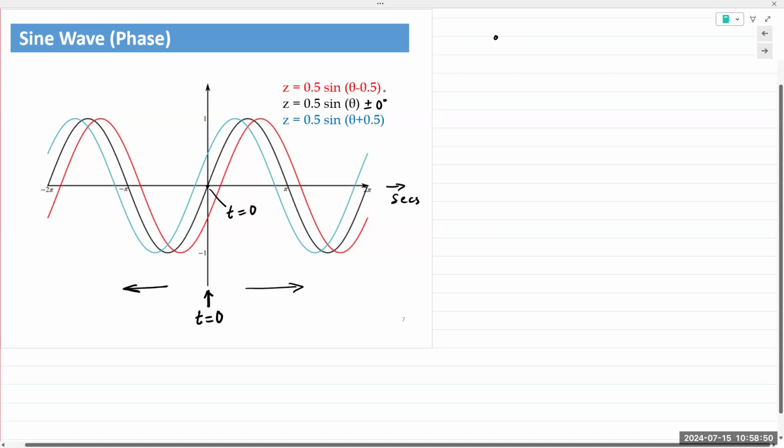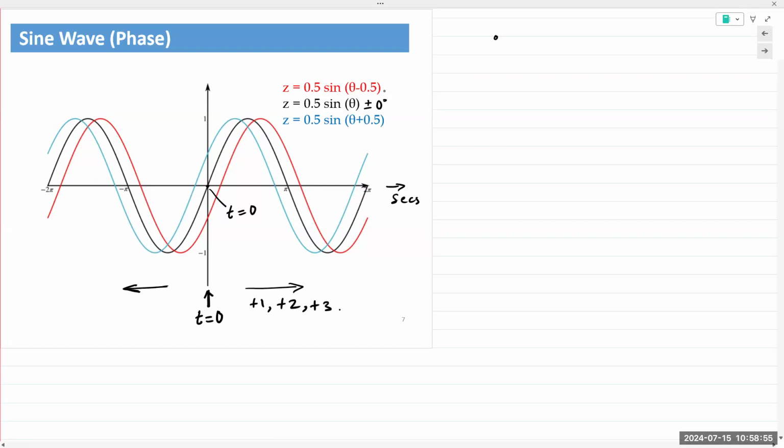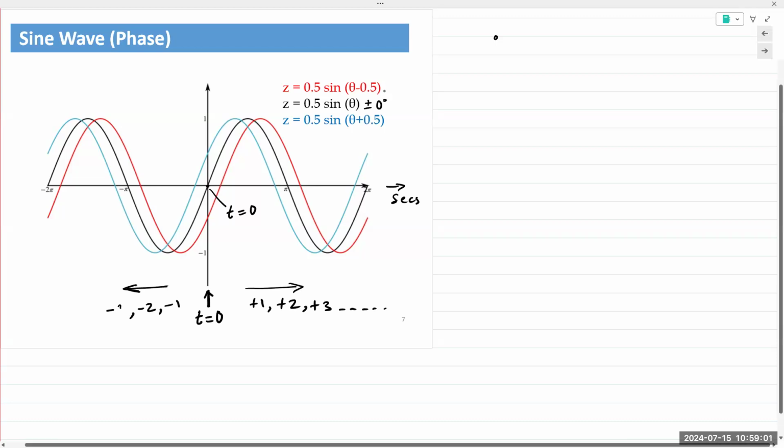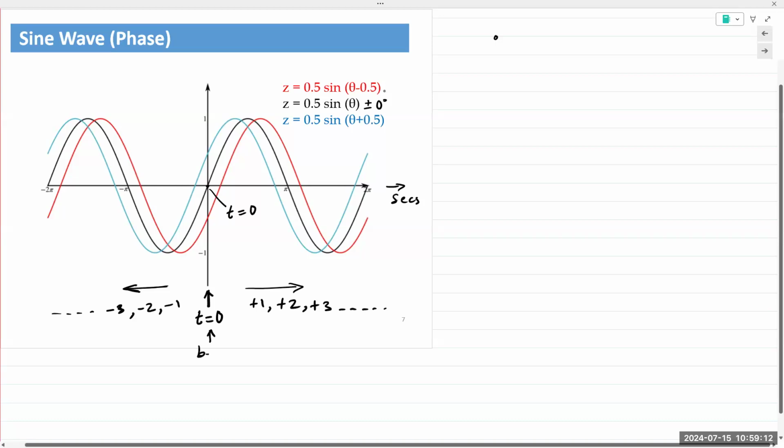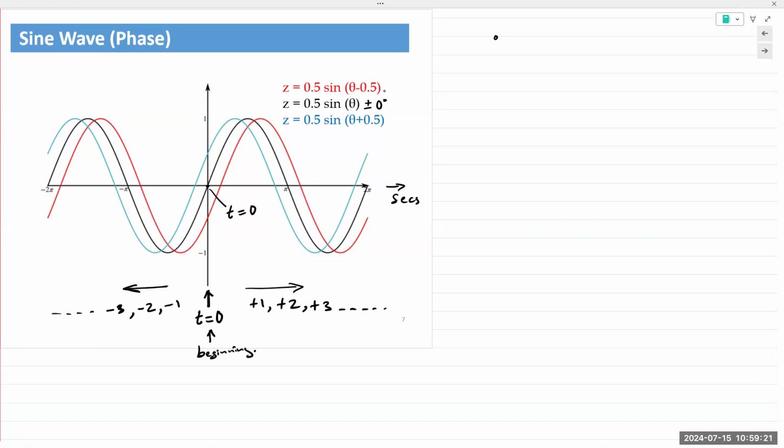You have positive values on the right, correct? +1, +2, +3, and so on and so forth. On the left, you have -1, -2, -3, and so on and so forth. So if time is 0, meaning this is the beginning of your analysis, what does +1, +2, +3 indicate with respect to time? Logically speaking, if you begin your analysis at 0, what does +1, +2, +3 indicate?